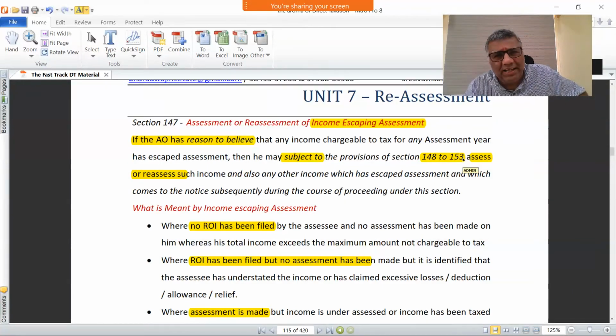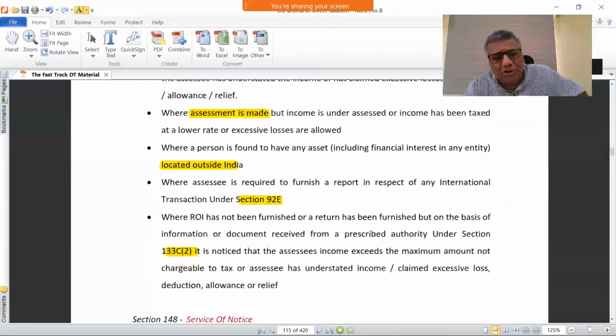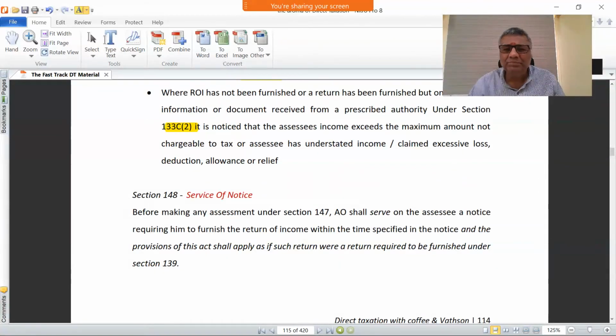Section 148 talks about notice. Intimate the assessee that you are taking up the case for scrutiny assessment. The assessee can say, why are you taking up my case? What reason do you have to believe that I have escaped? I have been an honest taxpayer. You give me the reason. You are supposed to give the reason.